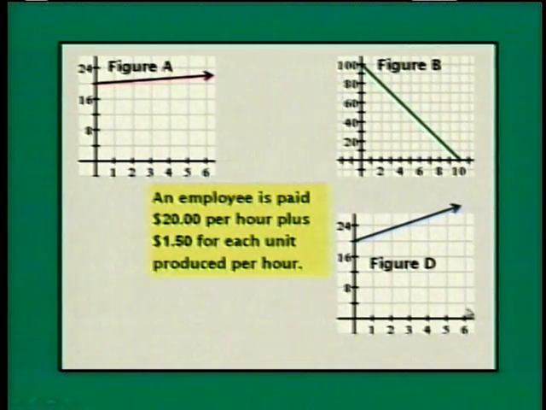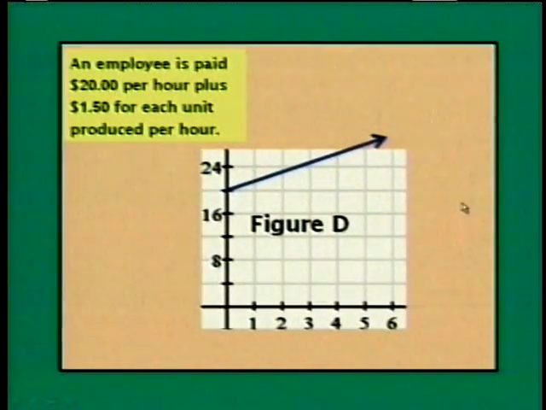What about figure D? If the number of units produced is 6, well, this goes off the graph a bit, but it's definitely above 24. So let's look at figure D in a little bit more detail. We were asked to think about what the labels on the axes should be. Before we do that, let's talk about the slope. The $1.50 per unit, or for each unit produced, can be thought of in terms of slope. We can convert 1.5 to 3/2. So a slope of 3/2.